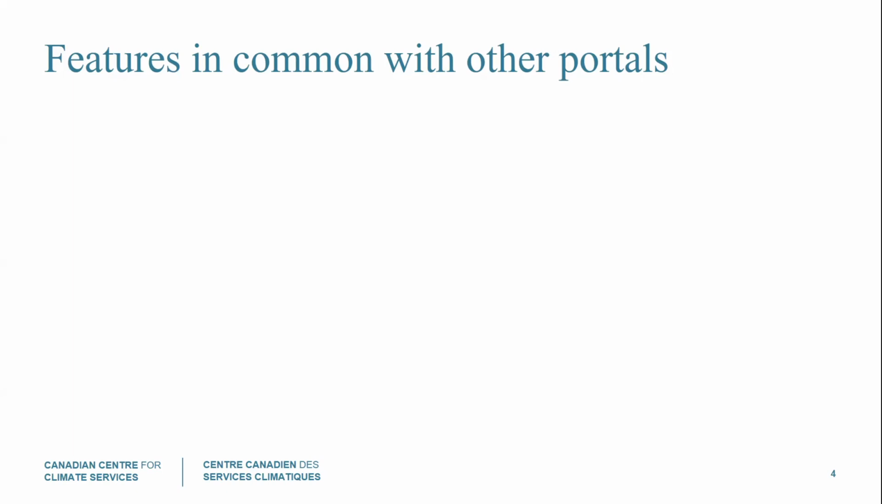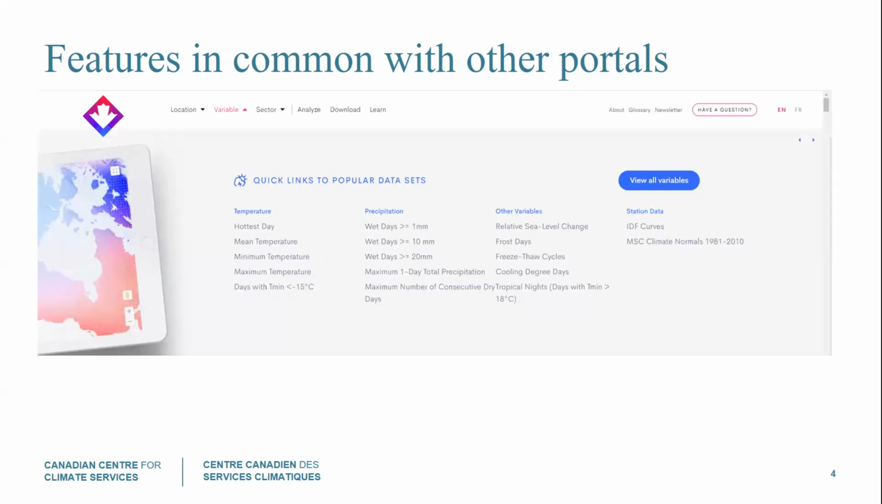So while we provide access to both climate projections and observed data on climatedata.ca, the functionalities that we've developed to date have focused on the visualization and analysis of the projections, although we are intending to expand those functionalities to the observed data sets in the future.